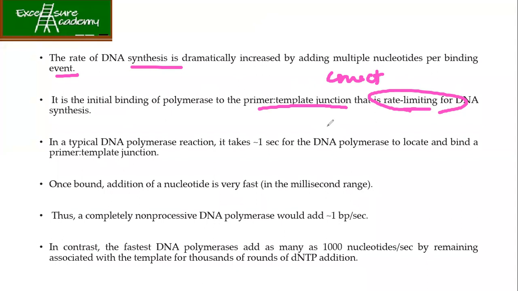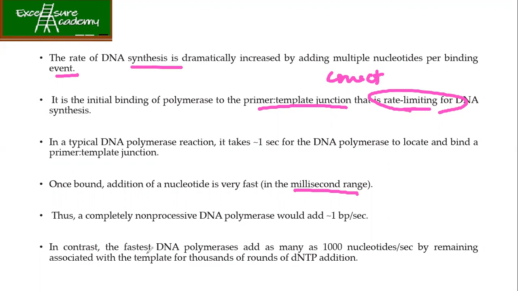Now, for a typical DNA polymerase reaction, it takes less than 1 second for the DNA polymerase to locate and bind to the primer template junction. And in a few cases, the addition will be in the millisecond range. See, तभी तो हमने बोला कि वो 1000 nucleotides per second add कर सकते हैं. इसका मतलब क्या हुआ, एक nucleotide कितने seconds में, so it becomes milliseconds, right?